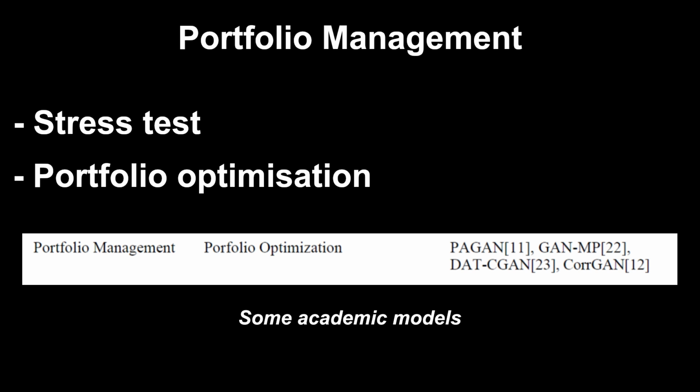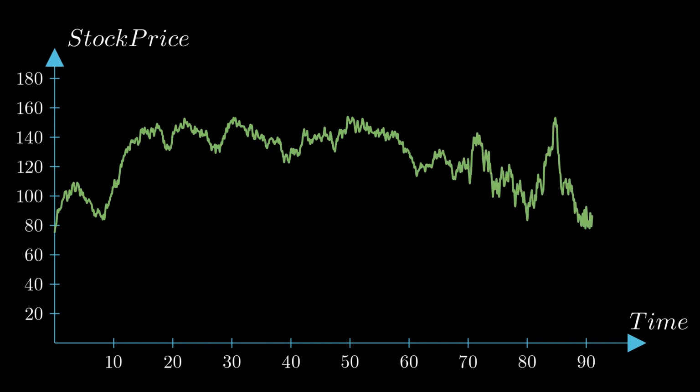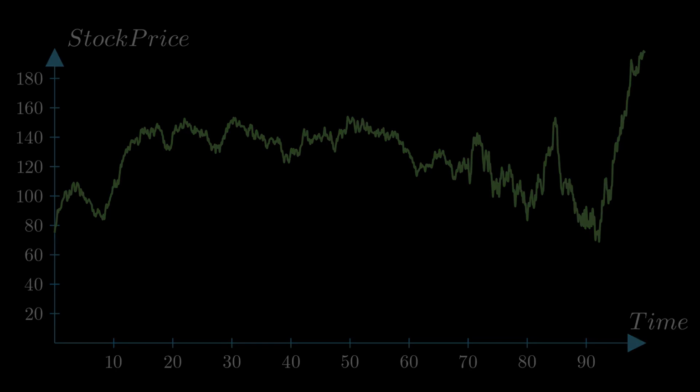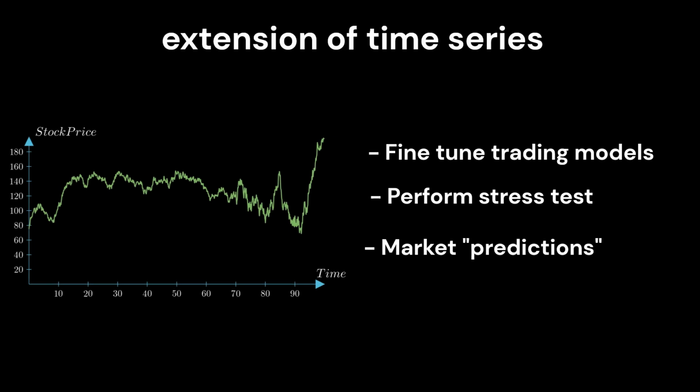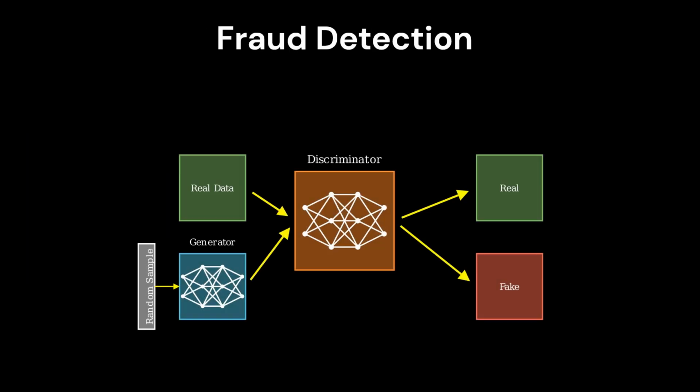The third common use of GANs is for time series forecasting. Here, unlike the first point, we don't want to create 100% new data, but to predict and extend our current data. The aim is to be able to make market predictions and, above all, fine-tune trading models. By generating consistent future data based on the properties of historical data and not just random generations, we can greatly improve our models. The last use is fraud detection.